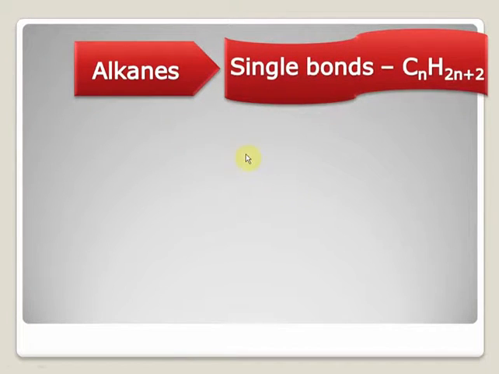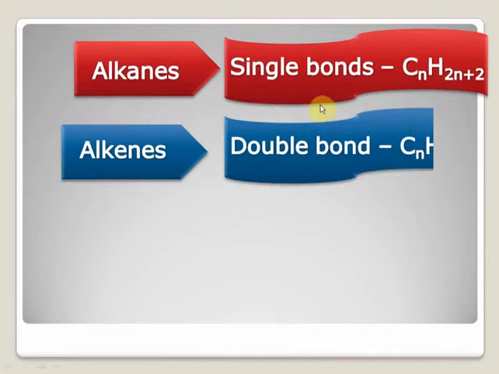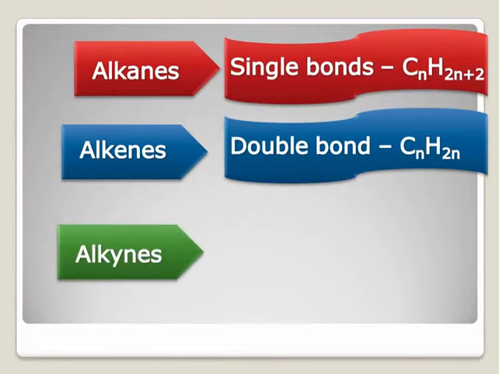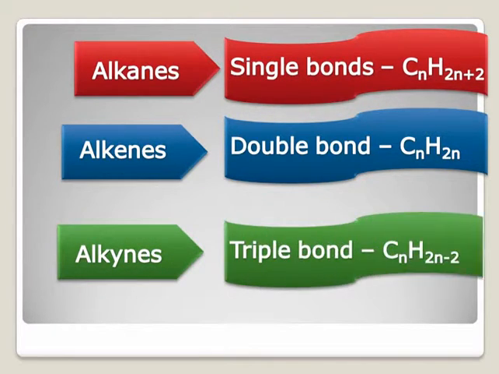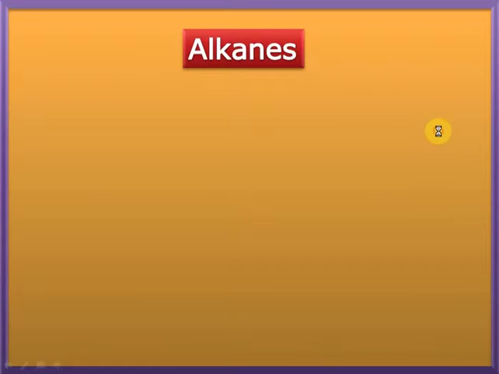Then, of course, we learnt about some special categories of carbon compounds called alkanes, alkenes, and alkynes. Alkanes are hydrocarbons or carbon-hydrogen compounds which have only single bonds between them. Standard formula of alkanes is CnH2n+2. We learnt about alkenes. Alkenes have one double bond between 2 carbon atoms in a hydrocarbon. The formula of alkenes is CnH2n. We learnt about alkynes. Alkynes share a triple bond between 2 carbon atoms. The general formula of alkynes is CnH2n-2.